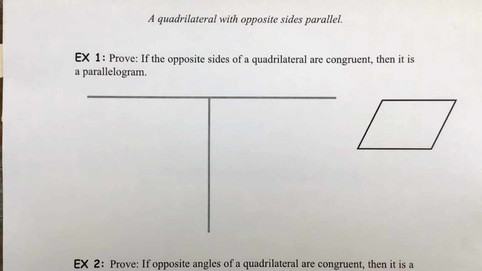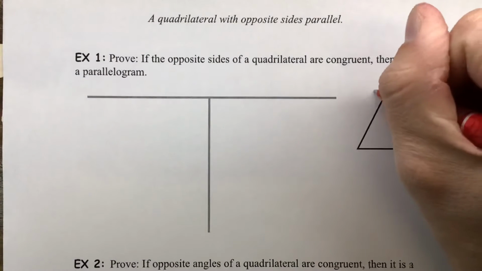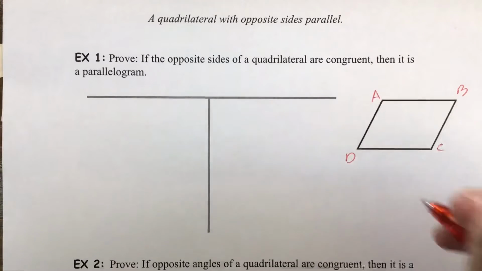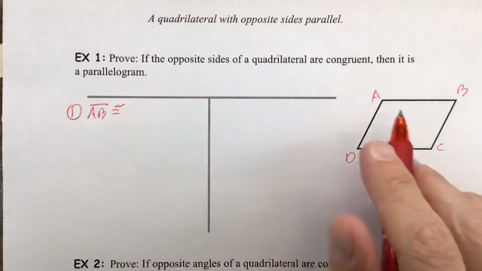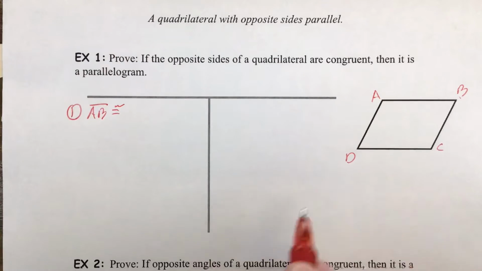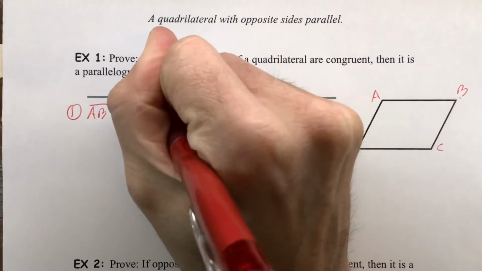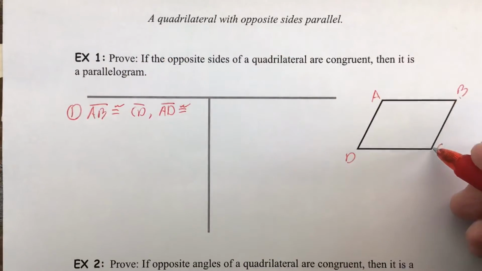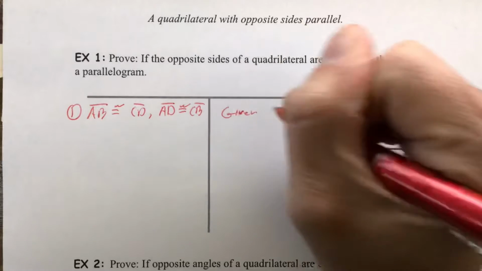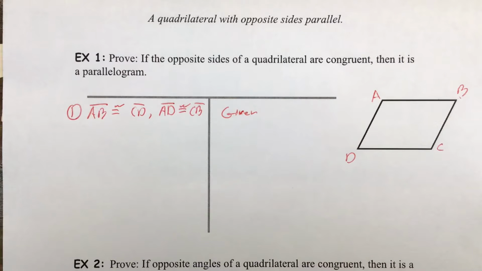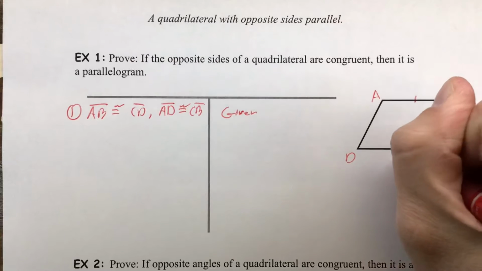All right, so let's go ahead and start by labeling our parallelogram. Let's just call it ABCD. Our given information would be that AB is congruent to CD. I'm going to write that backwards on purpose. And AD is congruent to CB. That is given, that is our prompt to the problem here. In the picture, we can go ahead and label that, putting single markings and double markings.